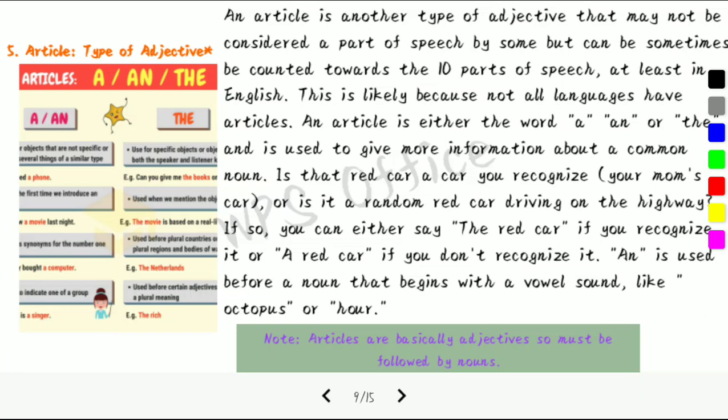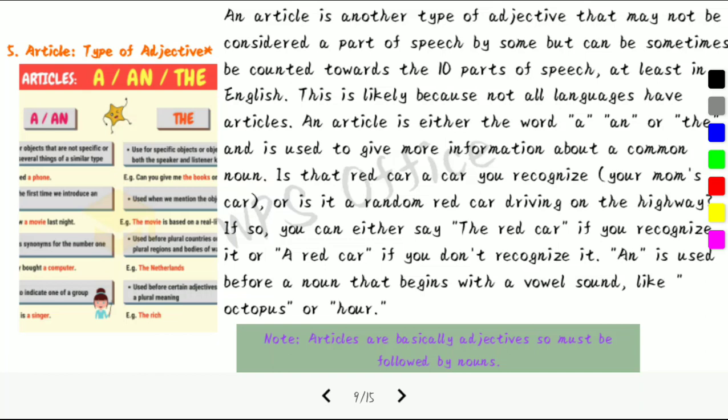Is it that red car a car you recognize, your mom's car, or is it a random car driving on the highway? If so, you can either say the red car if you recognize it, or a red car if you don't recognize it. An is used before a noun that begins with a vowel sound like octopus or R.